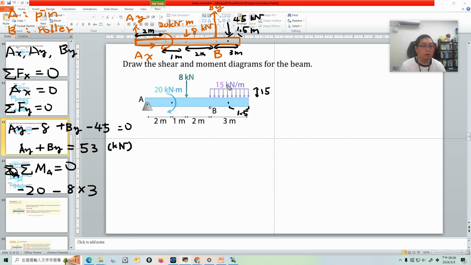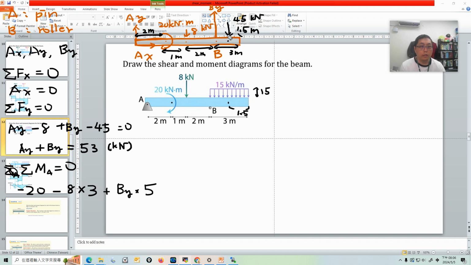Also, this force will create a counterclockwise rotation moment. So here's By, it's counterclockwise, so positive, and By. What's the lever arm here? Because here's 2, here's 1, here's 2, it's 5.